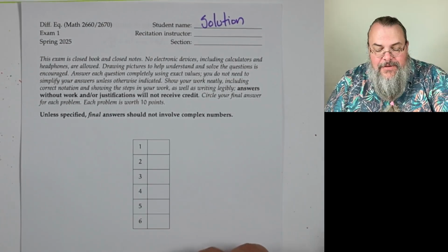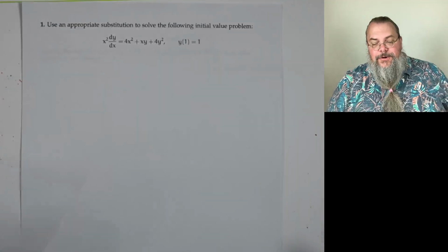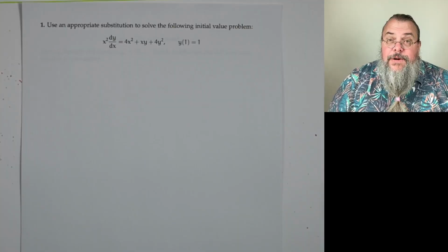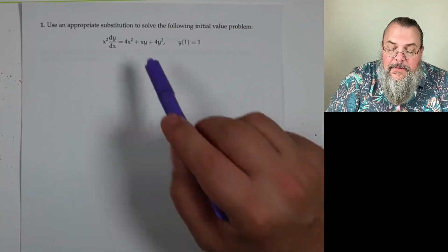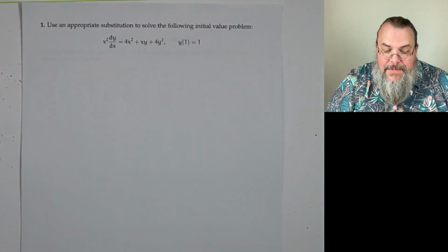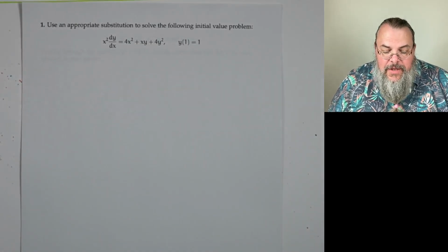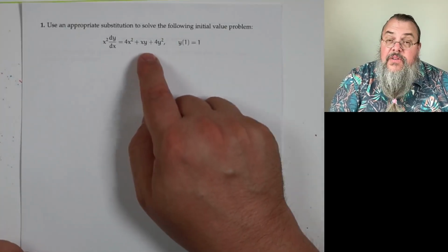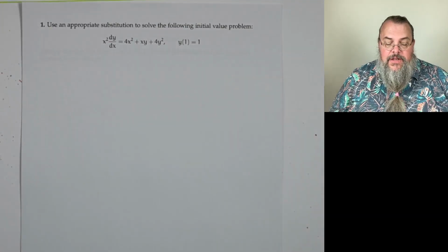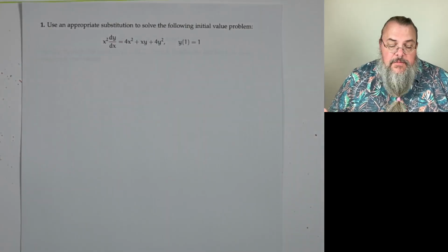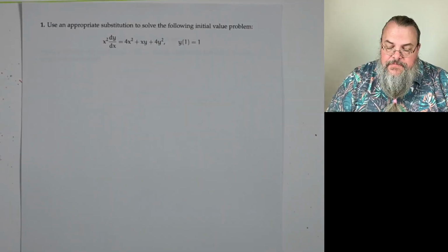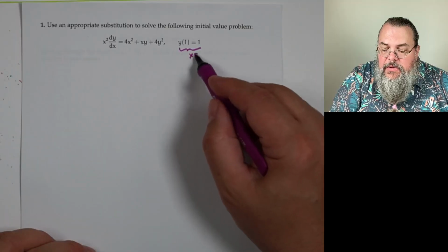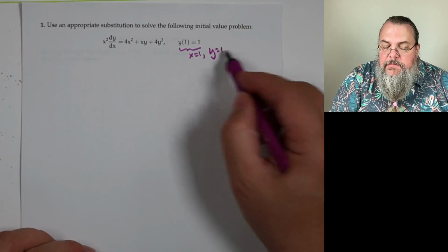All right, well, 6 problems. Let's go. Number 1. Use an appropriate substitution to solve the following initial value problem. All right, so we have x squared dy dx equals 4x squared plus xy plus 4y squared. And it's an initial value problem, which means we have an initial condition. Y of 1 equals 1, which tells us that when x equals 1, we have y equals 1.